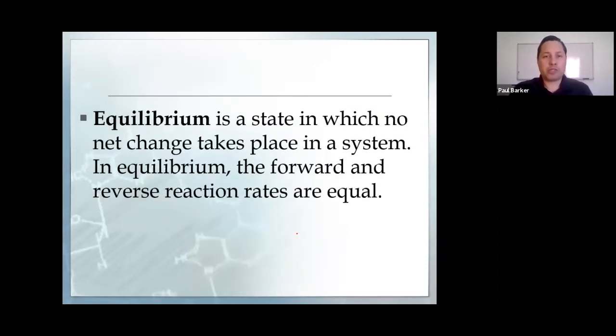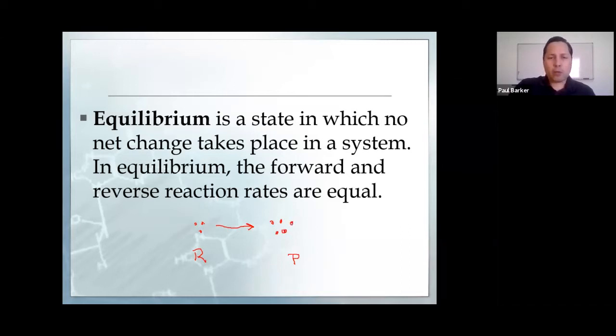Now, equilibrium is a state in which no net change takes place in a system. In equilibrium, the forward and the reverse reaction rates are equal. So picture this. Let's say that I'm going to go ahead and draw a few molecules here, 3 of them, and those are my reactants. I'm going to put an R on the bottom for a reactant. And now they're going to go ahead and react and turn into the product, which I'm going to put on the right, label it P for product. And let's say we got a total of 5 molecules here.